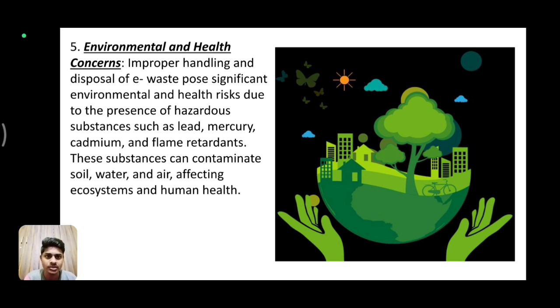Environmental and health concerns. Improper handling of e-waste poses significant environmental and health risk due to the presence of hazardous substances such as lead, mercury, cadmium, and flame retardants. These hazardous materials affect our human health and also cause environmental issues. These substances can contaminate soil, water, and air, affecting ecosystems and human health. The pollution is also more from these substances.